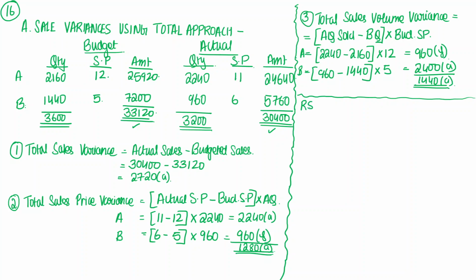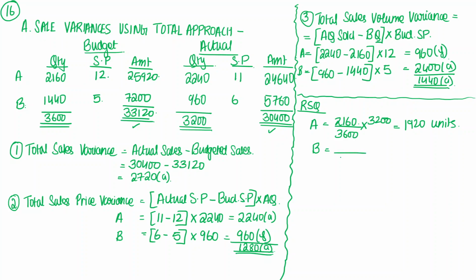Next, revised standard quantity. If I sell 3600, 2160 should be A. So if I sell 3200, how many units of A should I have sold? 1920 units. Next, B.